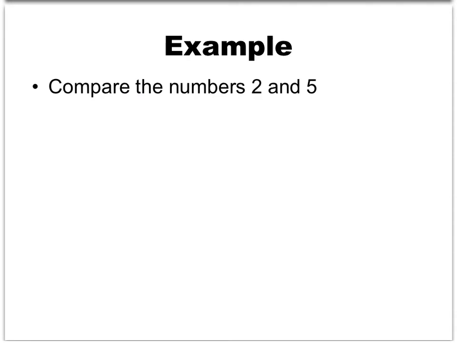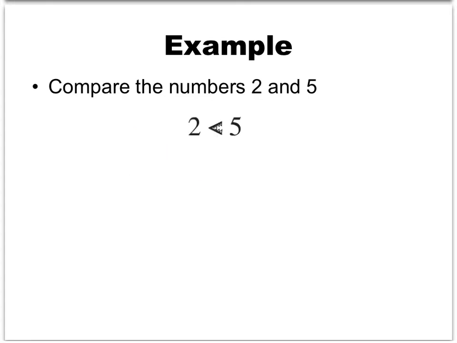So let's start off with a ridiculously simple example. Compare the numbers 2 and 5. So what we mean by that is which number is bigger and which number is smaller. Well, obviously the number 2 is smaller than the number 5, and so we would write an expression like this: 2 is less than 5. Or alternately, we can say that 5 is greater than 2. Both those expressions mean the same thing, they're just written in slightly different ways.